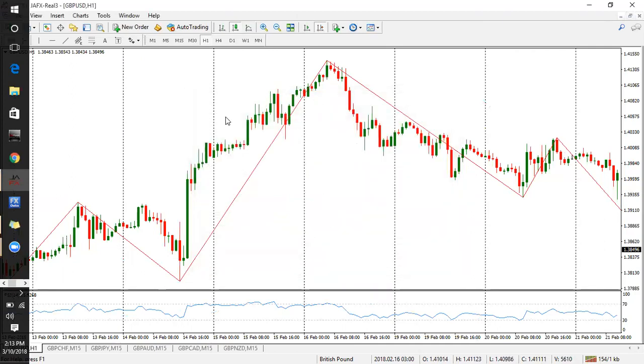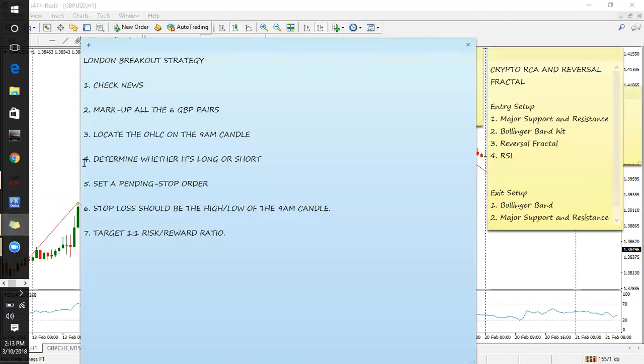Okay, you have this, and the next thing is for you to locate the OHLC on the 9 a.m. candle. We are going to be working with the 9 a.m. candle. 9 a.m. here is 8 a.m. in London. That's the whole idea of the strategy. I explained the reason why the strategy came about and why it worked, and it keeps on working for years. Locate the OHLC. You might be wondering what OHLC is. O stands for open, H for high, L for low, and C for close. That's the full meaning of that.